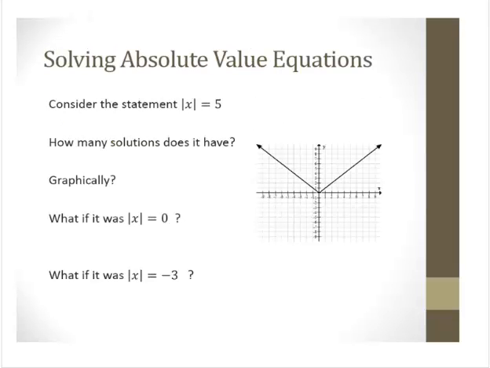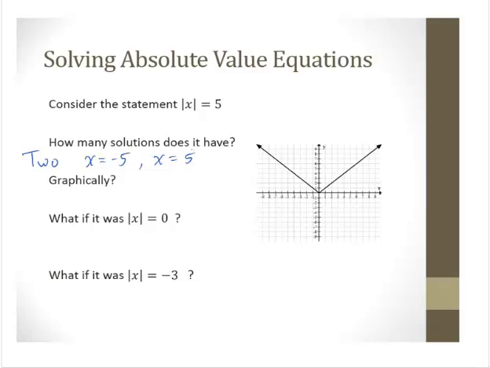Alright, so let's get a basic idea of an absolute value equation. Let's consider the statement absolute value of x is equal to 5. And we might just think, well, how many solutions does it have? Just by inspection, we can see that this equation has two solutions. Specifically, if x was negative 5, its absolute value is 5. And if x is positive 5, its absolute value is 5.